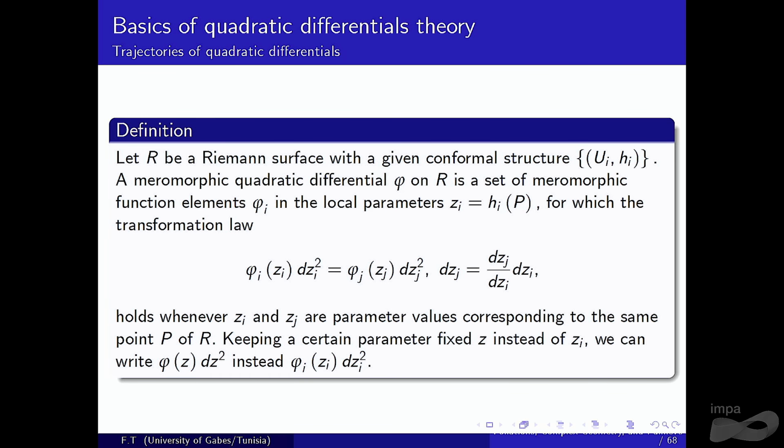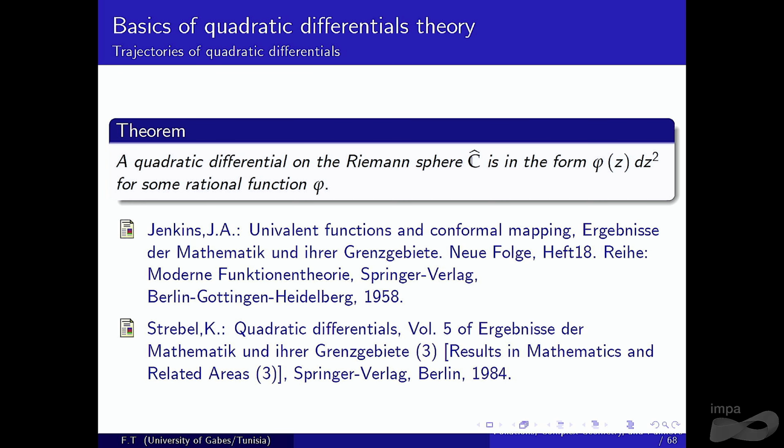But let us put our feet on the earth and see what happens there. In fact, as an immediate consequence of this transformation law, any quadratic differential on the Riemann sphere is in the form phi(z) dz squared for some rational function phi. And to the best of my knowledge, here are two references from the theory of quadratic differentials. The first one is the book of James Jenkins, Univalent Functions and Conformal Mapping, and the second one, the famous book of Kurt Strebel, entitled Quadratic Differentials.